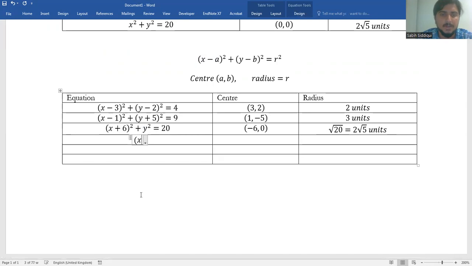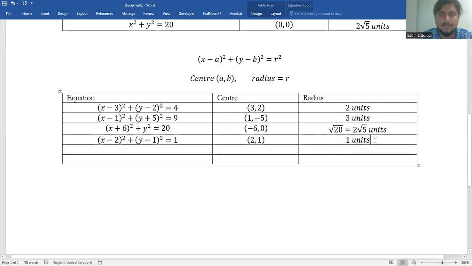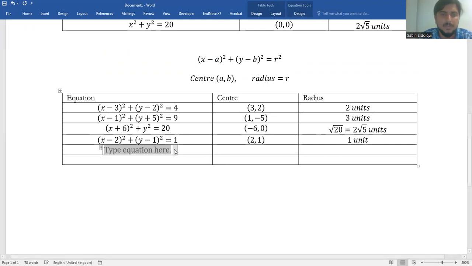So let's write another example. (x minus 2) whole square plus (y minus 1) whole square is equal to 1. So in this particular case, the center is (2, 1) and the radius is 1 unit. Similarly, if I give you another equation, x square plus (y minus 2) whole square is equal to 16. Now the center is (0, 2) and the radius is 4 units.